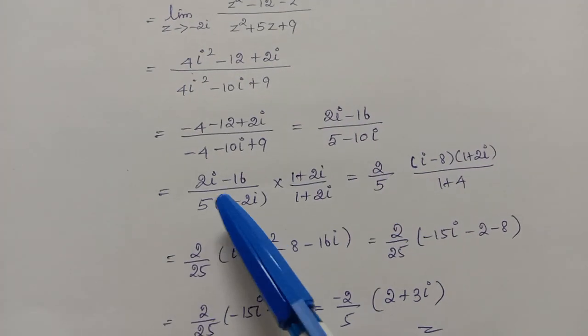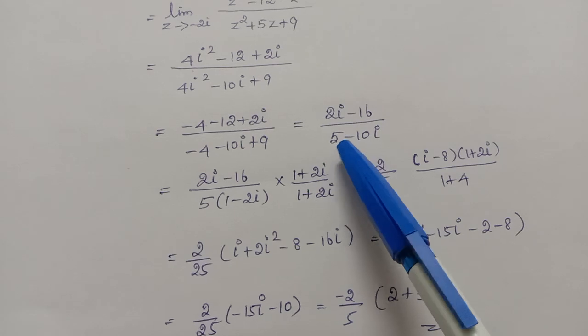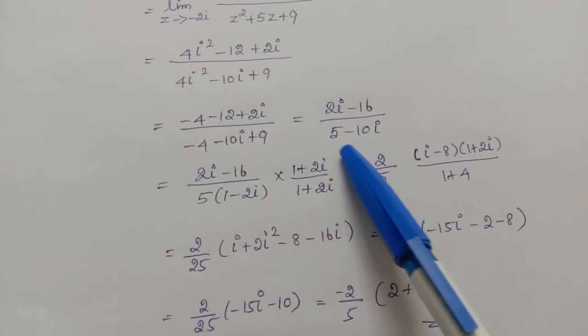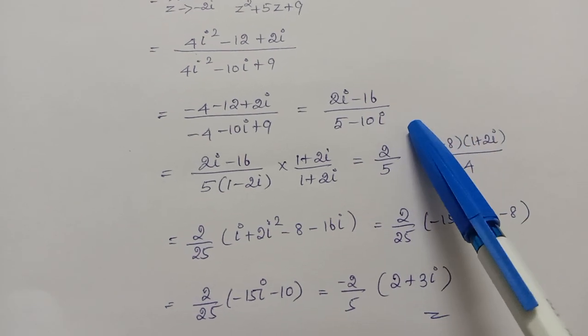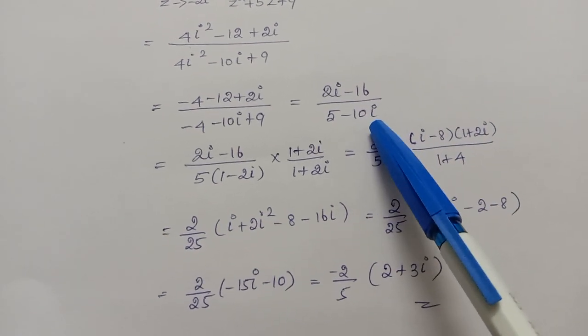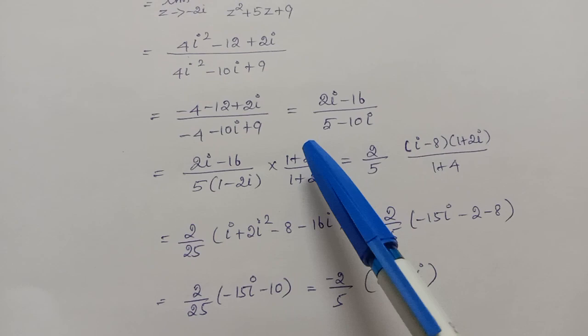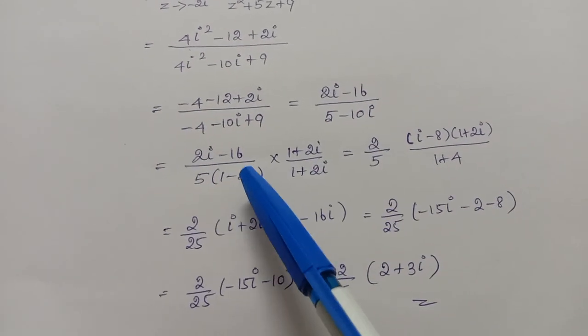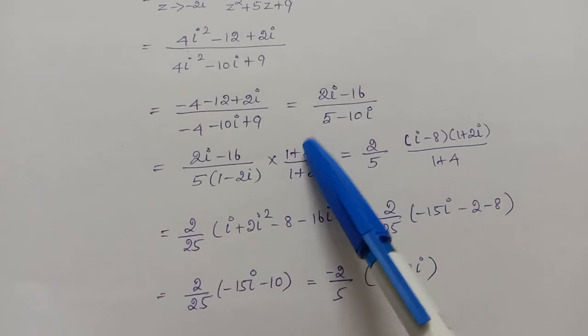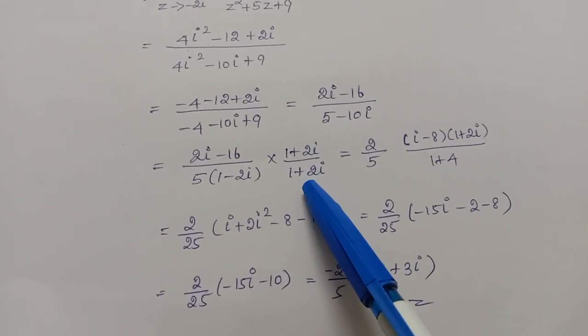So now you see, I already told you that you should never get i terms in the denominator. If you have it like that, you multiply and divide by the conjugate so that the imaginary part in the denominator will get eliminated. So here I am taking 5 outside, so it will be simply 1 minus 2i. Its conjugate is 1 plus 2i. Multiply and divide by 1 plus 2i.